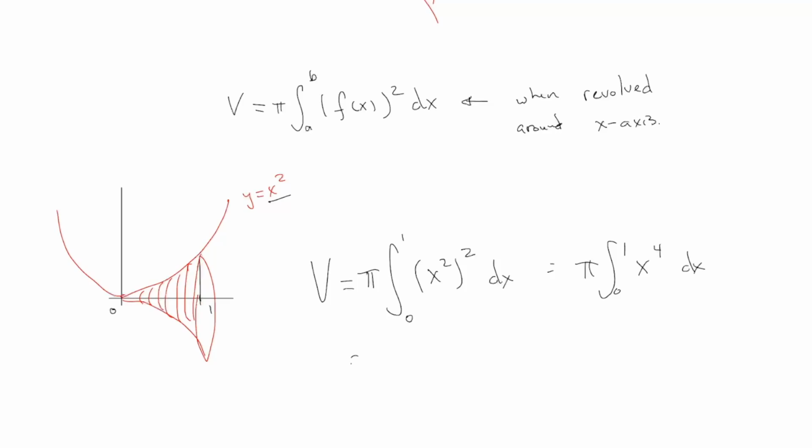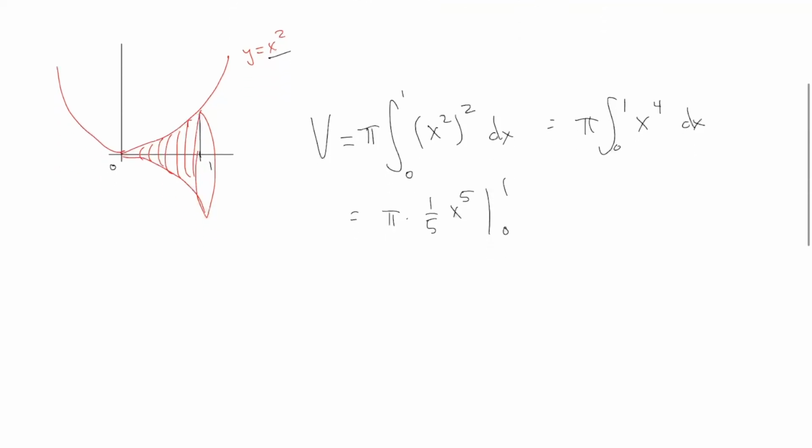All right, and then we just do the integral. So I get pi and then 1/5 x to the 5. Plug in 0 and 1. You plug in the 1, I get pi times 1/5 times 1 to the 5th, and then minus pi times 1/5 times 0 to the 5th. And of course, that second part there is 0. Really, this is just pi times 1/5, or you could say pi over 5 if you like.